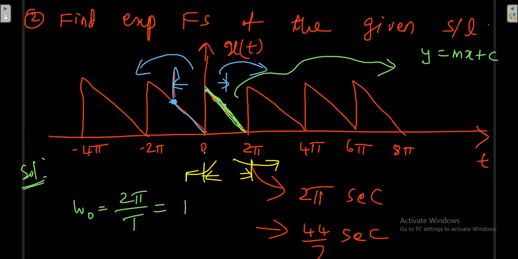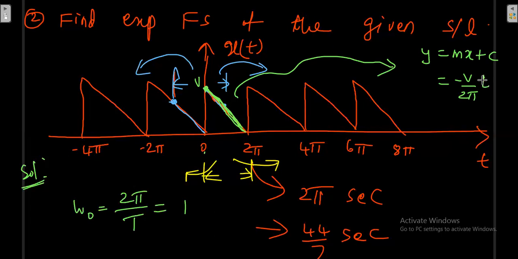Again this amplitude value is v. It's already given. So the change in y is v. What is the change in x? That is 2 pi. So v by 2 pi is the slope of the line. But here the line is going downwards, so definitely the slope is negative. So the slope in this case is minus v divided by 2 pi.